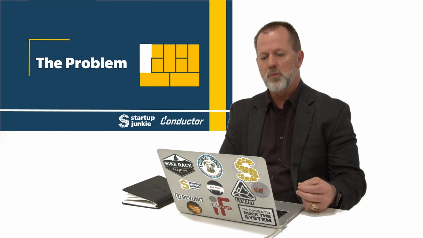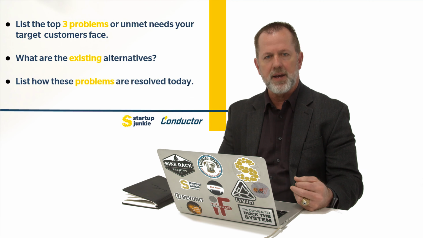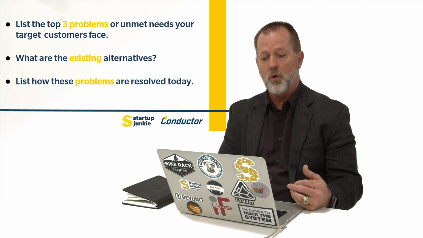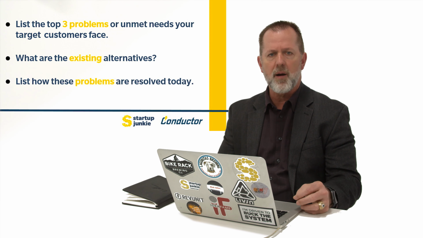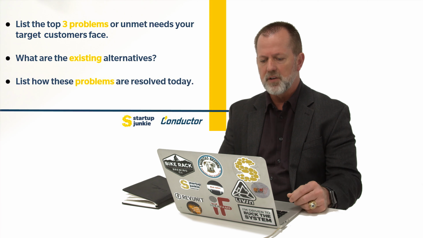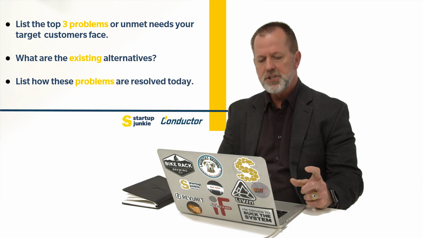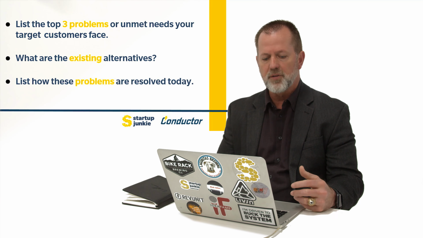So first, let's start a little bit with the problem. What are we talking about when we consider the problem? The problem is the list of the top 3 aspects that define what that problem is, or the unmet needs. Sometimes people get hung up on this concept of a problem. It could just be a market opportunity that no one is addressing well. It should be specific to the customers that you're thinking of, though.